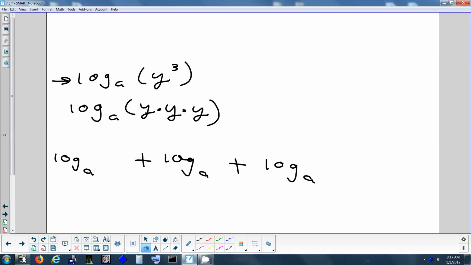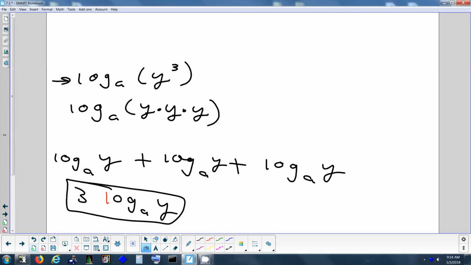Yep. Y. How about my second argument? Y. And the third argument? Y again. So I have log base a of y plus another log base a of y plus another one. So how many of them do I have? 3. I have 3 of the log base a of y's.